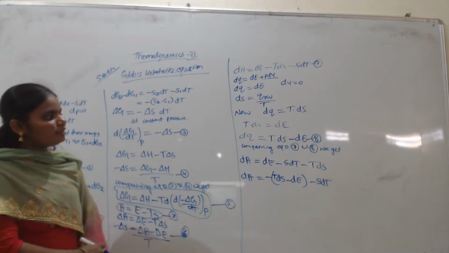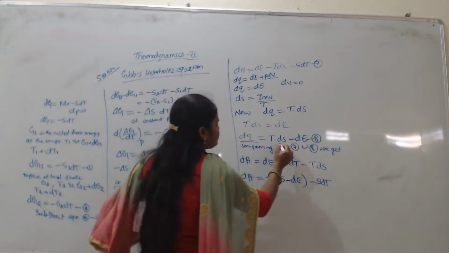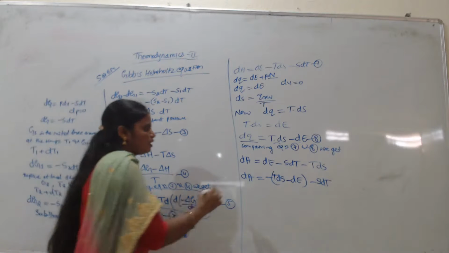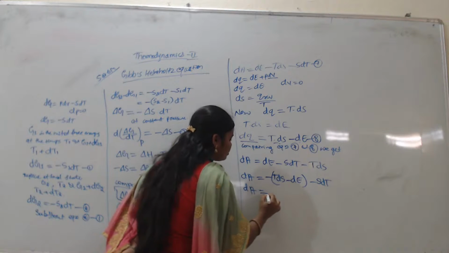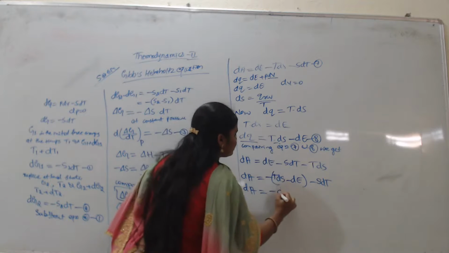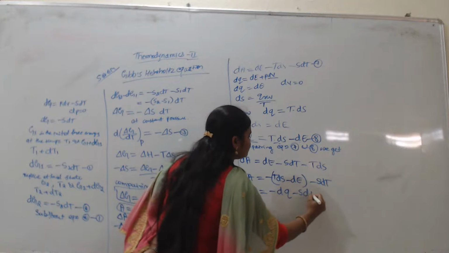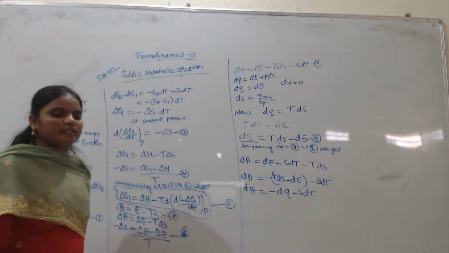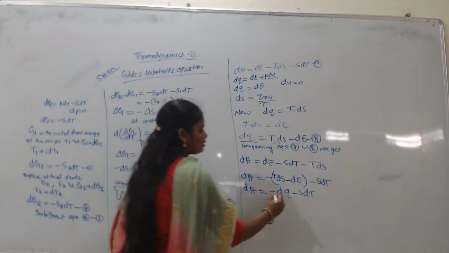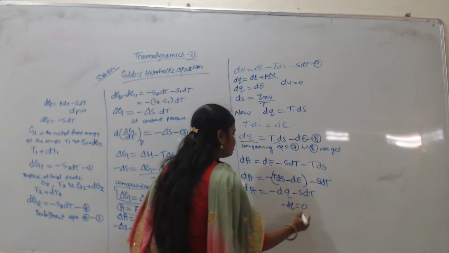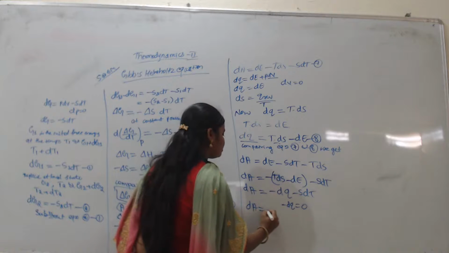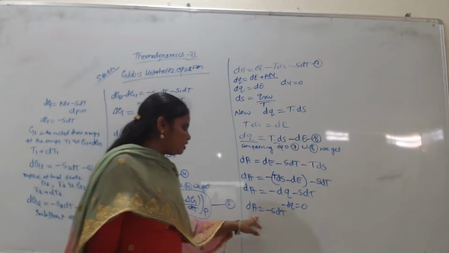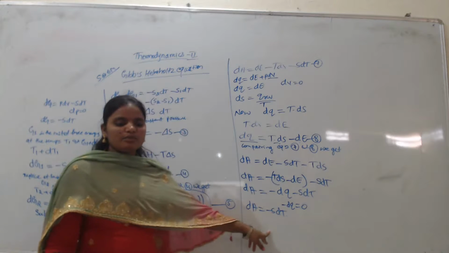See here, this equation: minus T dS minus S dT. So dA is equal to minus dq minus S dT. Therefore, at dq equal to 0, we get dA is equal to minus S into dT. Here, dA is the work done. dA is equal to minus S into dT.